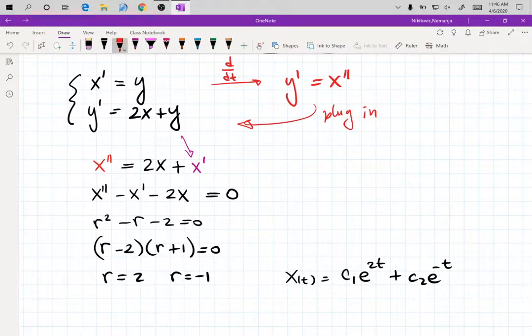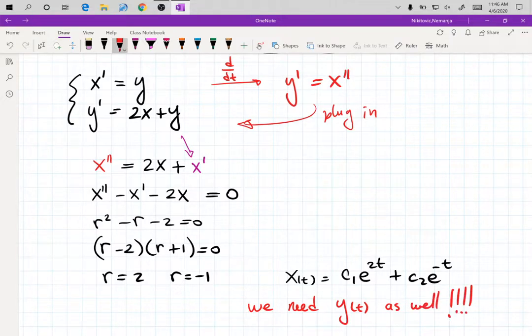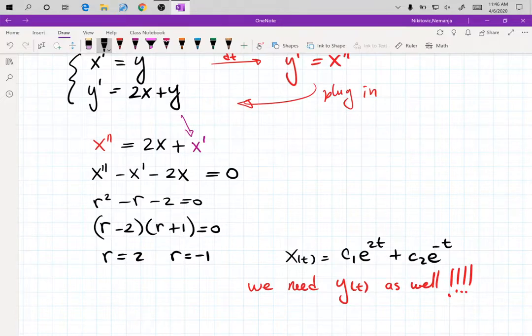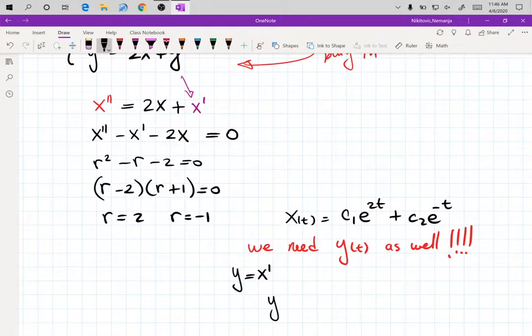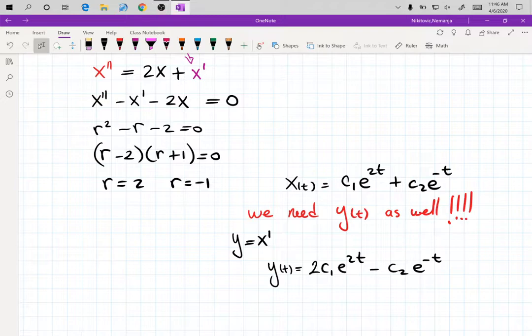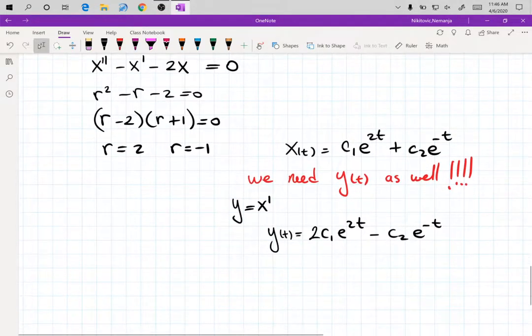Now, let me write this in blood. We need y of t as well. All right? Don't just say, yeah, got it, got the x and walk away. There is a y to find, and y is x prime. In this case, cheap as hell, right? So, y equals x prime. So, what's my y of t? My y of t is simply the derivative that I have up there. That's going to be 2c1 e to the 2t minus c2 e to the minus t. And these two together are my solution.